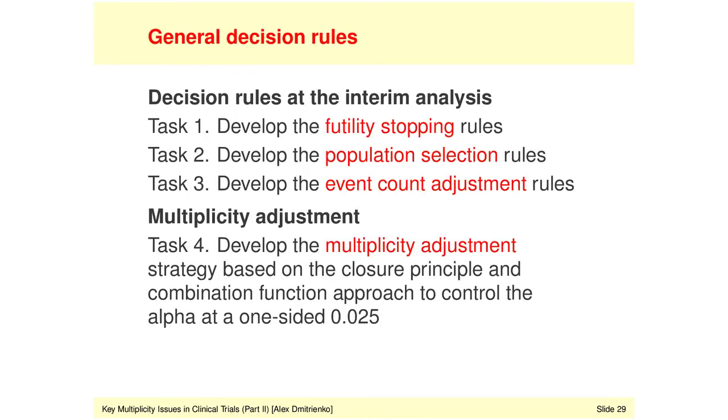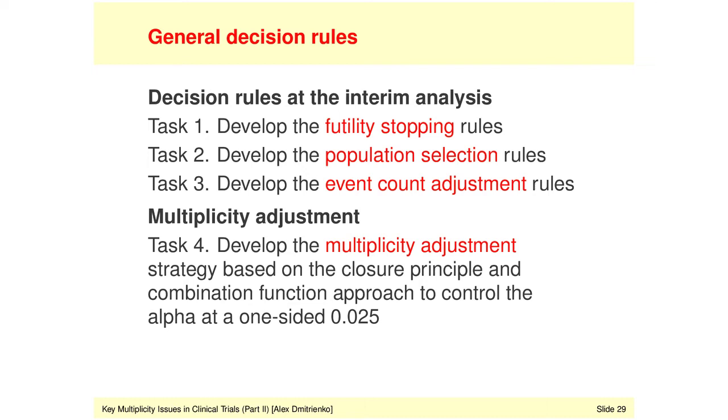Before we begin discussing how we can apply the closure principle and the combination function principle to help protect the overall type 1 error rate in this trial, I would like to point out that at the end of the first stage, the trial sponsor can consider a variety of decision rules. That includes a futility stopping rule, a population selection rule, and also a possibility to increase the target number of events. We can refer to this as an event count adjustment rule. Those could be tasks 1, 2, and 3 on the sponsor's to-do list.